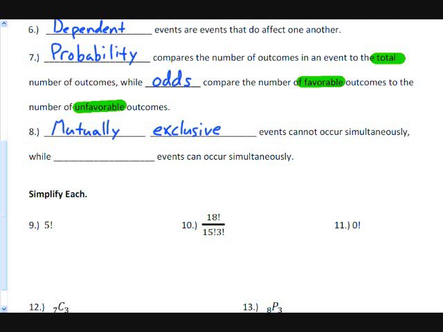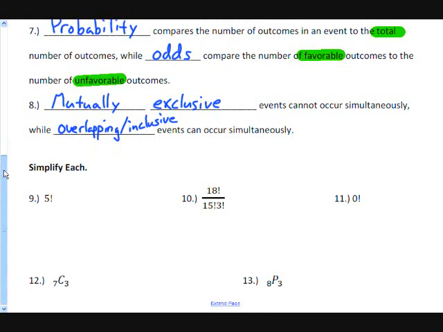The other way that this can happen is what we call overlapping, or I like the word inclusive. And I'll accept either one of those for this answer. But overlapping or inclusive events do occur simultaneously. So if I said the probability of rolling a multiple of 2 or a multiple of 3, there's overlap there because it could be a multiple of 2 and a multiple of 3 at the same time if I rolled a 6. Okay, so look for overlapping versus mutually exclusive events.